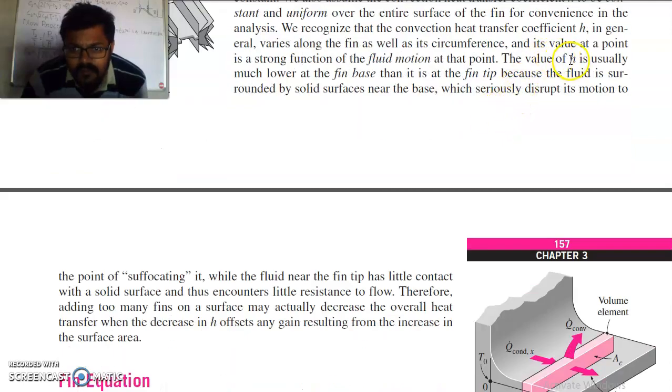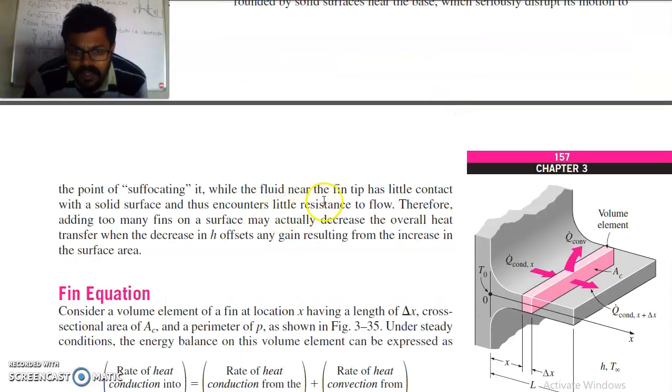The heat transfer coefficient is usually much lower at the fin base than it is at the fin tip because the fluid is surrounded by solid surface near the base, which disrupts its motion to the point of suffocating it, while the fluid near the tip has little contact with a solid surface and thus encounters little resistance to flow. Therefore, adding too many fins on a surface may actually decrease the overall heat transfer when the decrease in h offsets any gain resulting from the increase in the surface area.